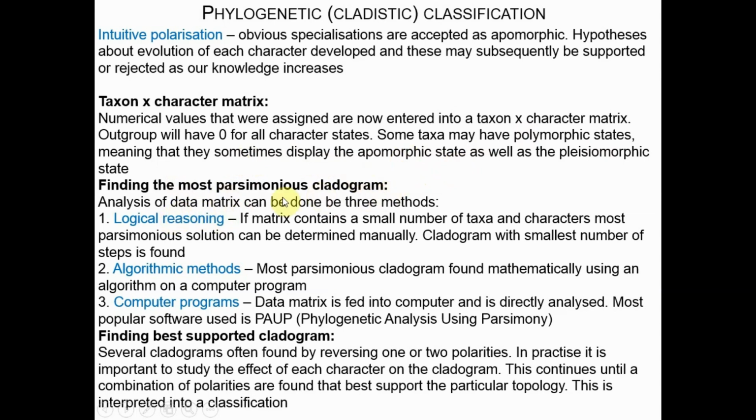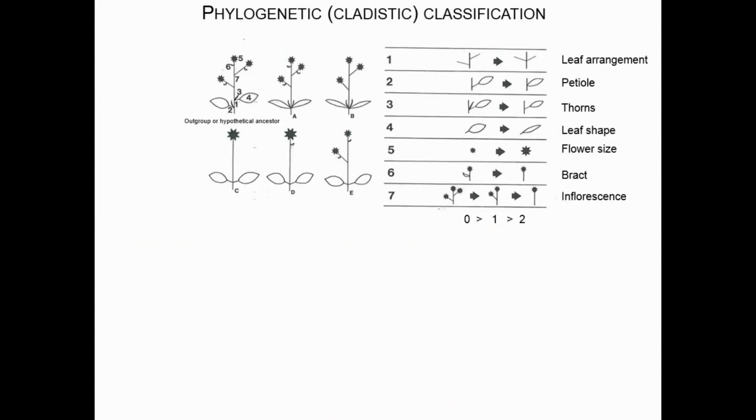So finding the most parsimonious cladogram can be done again through logical reasoning, algorithms, or computer program. This computer program is called PALP, but we will manually do this and look for the cladogram with the smallest number of steps. So often we find several trees that can be drawn by different interpretations of the characters. But we will look for the shortest one, and that will be the correct one.